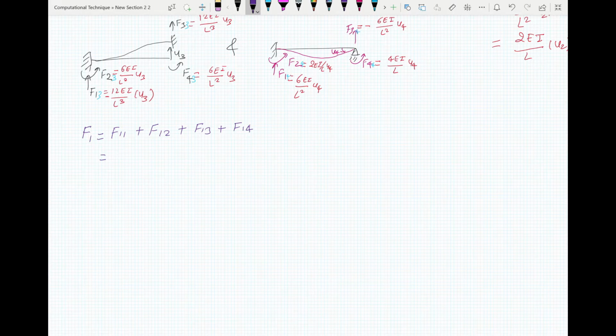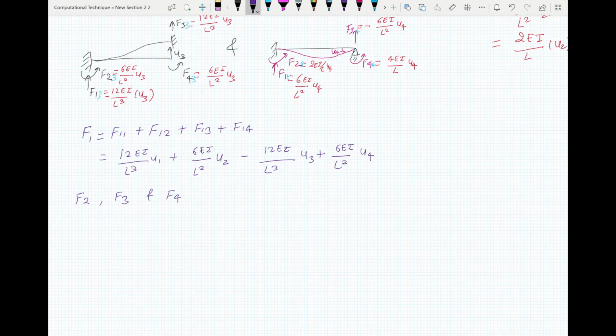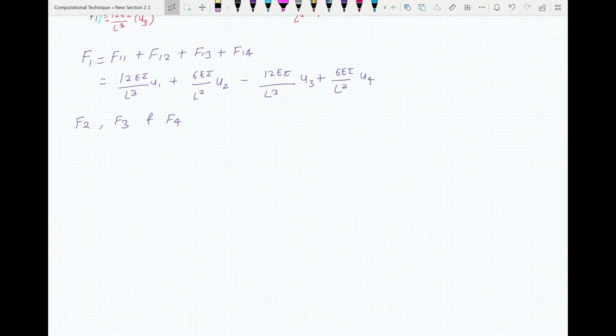So if you write this one, your F11 will be 12 EI by L cube U1 plus 6 EI by L square U2 minus 12 EI by L cube U3 plus 6 EI by L square U4. Similarly, you can write it for F2, F3 and F4. And you can see here that all of these have U1, U2, U3 and U4. Now you just have to write them in the matrix form.